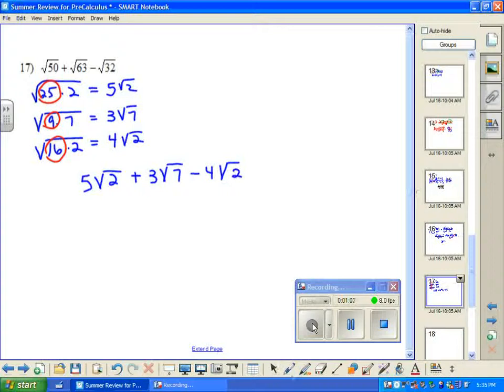Now combining radicals is kind of like combining like terms. We can only combine like radicals. In this case, the ones that both have the square root of 2 can be combined. And 5 square root of 2 minus 4 square root of 2 would be 1 square root of 2, which we'll simply write as the square root of 2. So our final answer here is the square root of 2 plus 3 times the square root of 7.